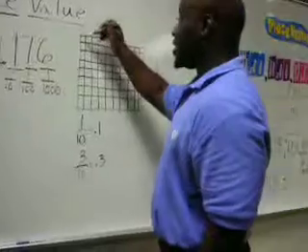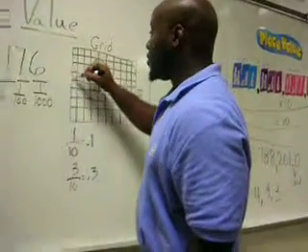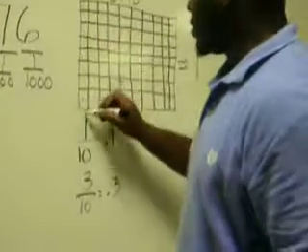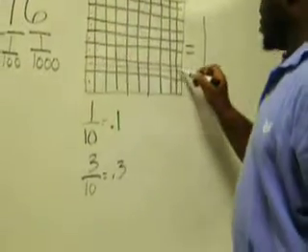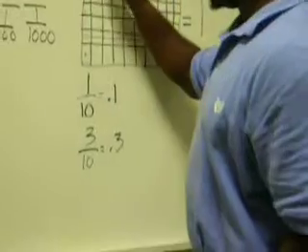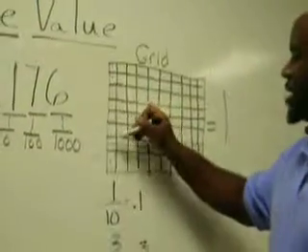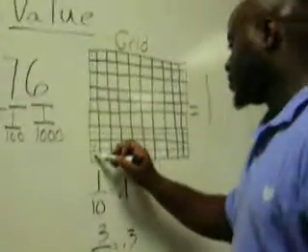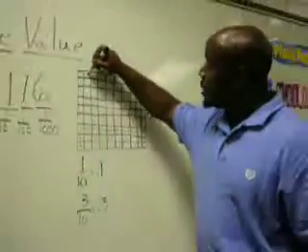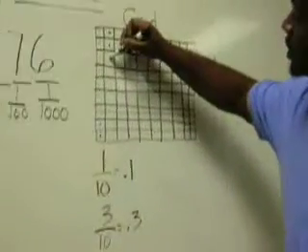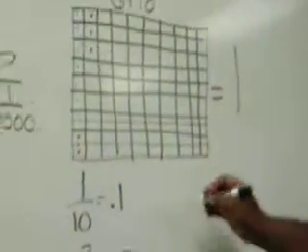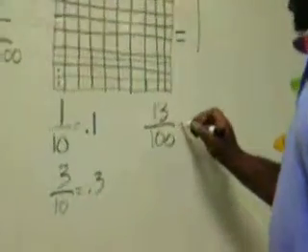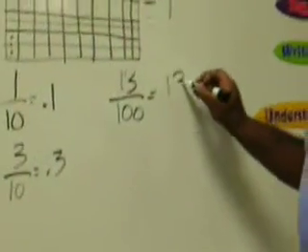So if I was to shade in 1, 2, 3, 4, 5, 6, 7, 8, 9. Oops. Recount that. 1, 2, 3, 4, 5, 6, 7, 8, 9, 10 of them. 11, 12, 13. I can say that that is 13 out of 100. Which is also said as 13 hundredths.